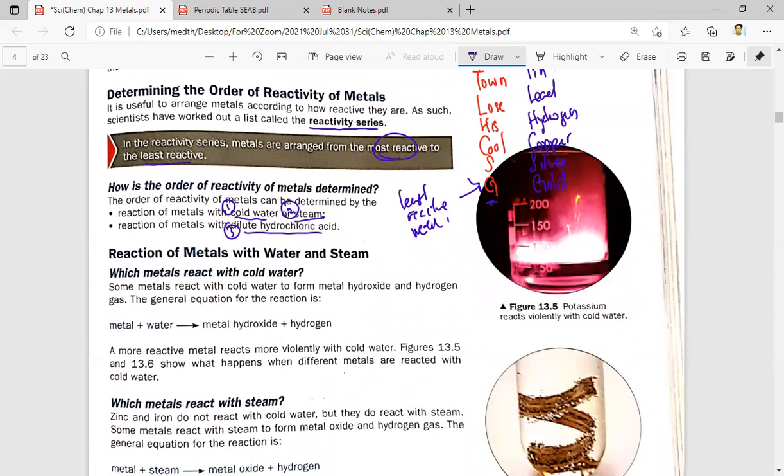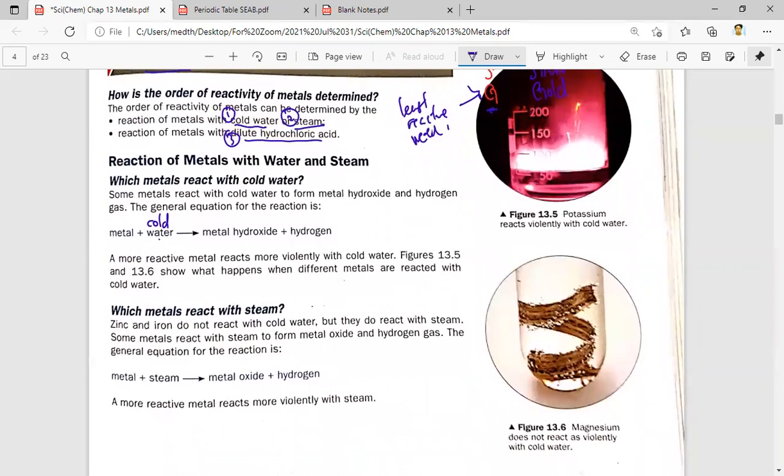The products for each of these is slightly different. So can metals react with cold water? They can. When metal reacts with water, or they use the word cold water, you get a metal hydroxide plus hydrogen. Now, if the metal reacts with steam, instead of a metal hydroxide, you get a metal oxide. So you realize if you use cold water versus steam, the product is different. I need you to take note of this. Metal plus cold water, you get metal hydroxide plus hydrogen. Metal with steam, you get metal oxide plus hydrogen.